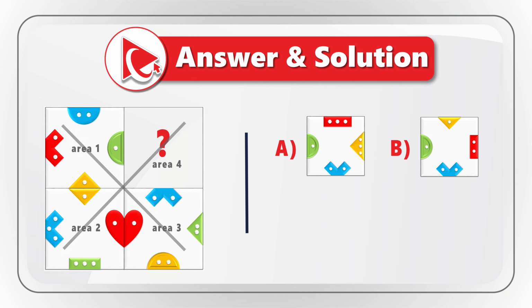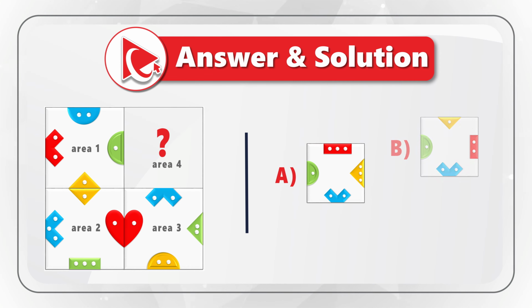Very similar symmetry exists between the rectangle in Area 2 and Area 4. It should be a rectangle in Area 4, and the rectangle should have 3 dots as well. Based on all of this analysis, I think the correct choice here is choice A.